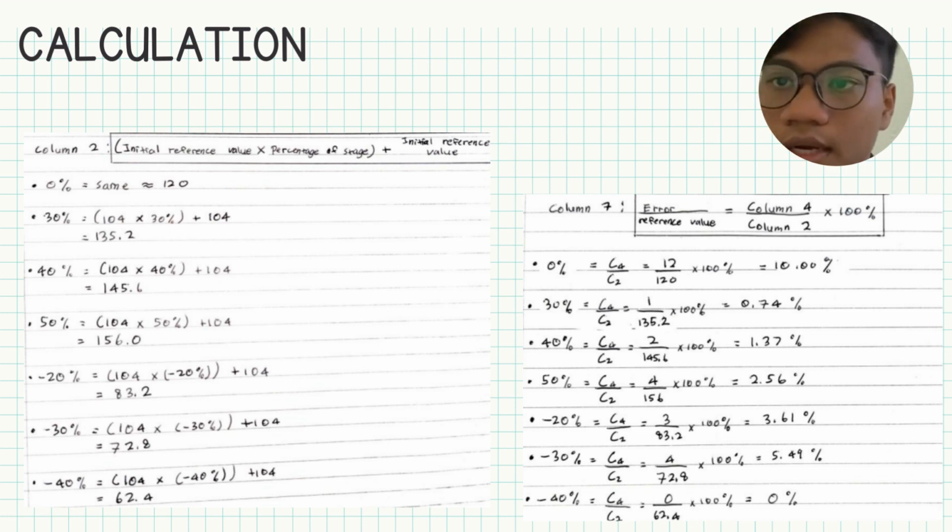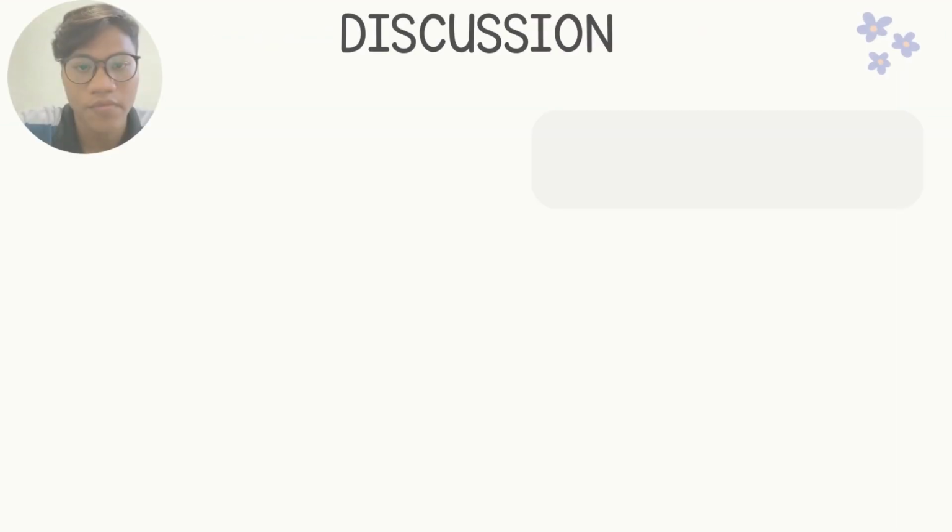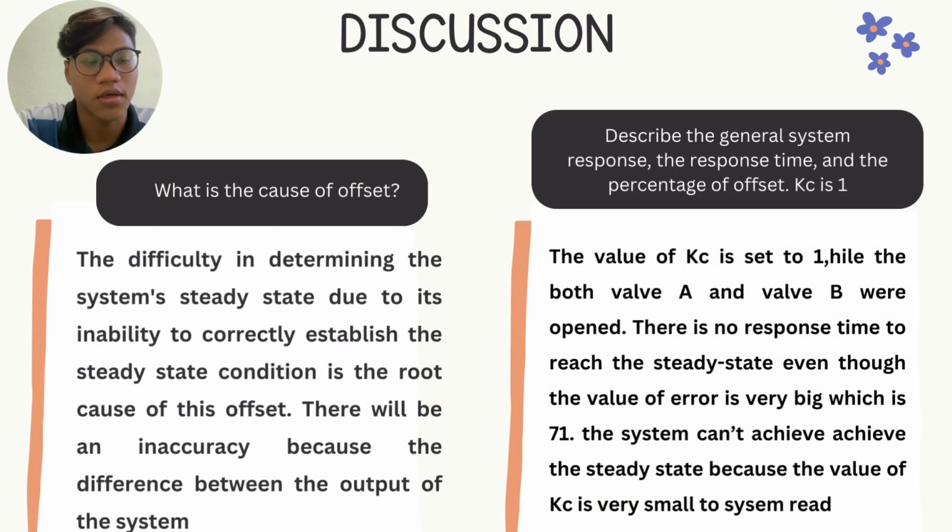So we calculate from percentage step by step from 0% until 50% and negative 20% until negative 40%. So we can get the data for reference value and error reference value as shown in the table of the result. For the discussion, we discuss many questions about this experiment.